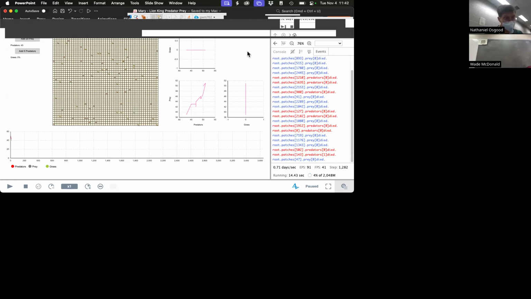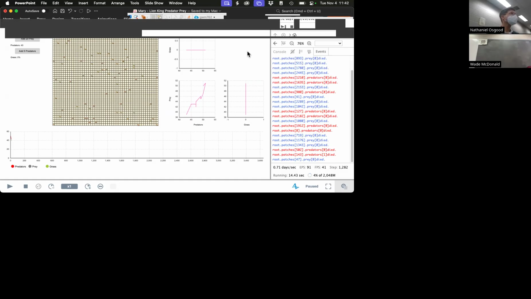Any thoughts? A limit cycle. Good. So we can expect the limit cycle, or we should, or could. What do you see here?